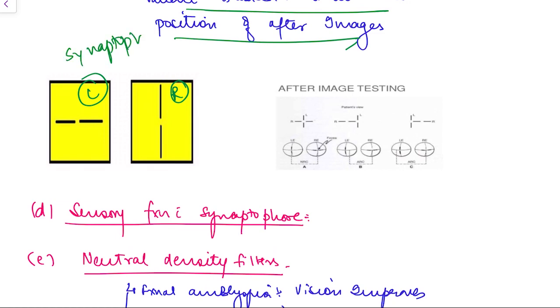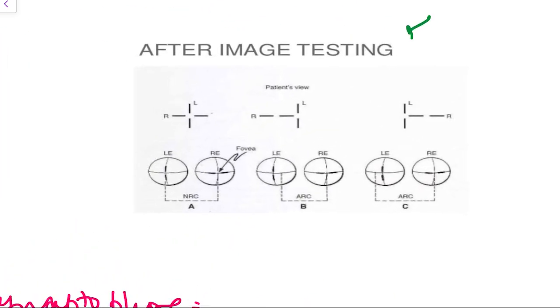Synaptophore is a machine on which various tests are done, like this after image test or test of binocularity, and there are many orthoptic exercises which can be done with the help of Synaptophore, and deviations also we can measure with it. At this level you should only remember this much about Synaptophore, because it is a very vast topic. At this point you must remember that the after image test is performed in the Synaptophore. So this is the result of after image testing.